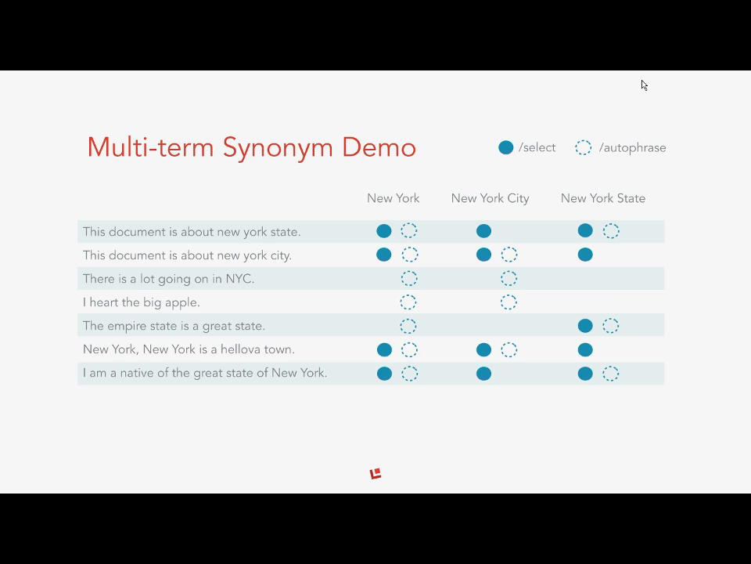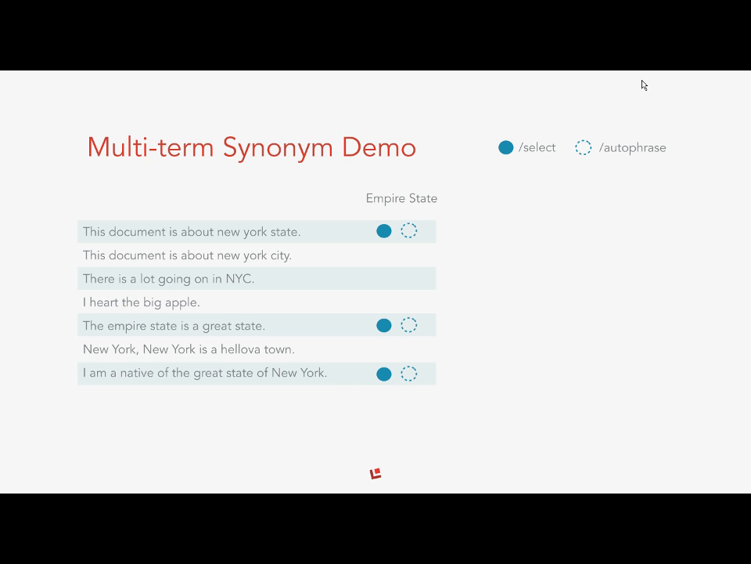But this is more about precision. The autophrase handler scores 100%, and the out-of-the-box select handler does not. Another example that I did is just searching for Empire State. It looks like they're both doing perfectly right. Only the results that come back are about New York State.